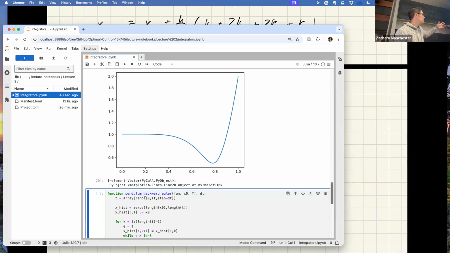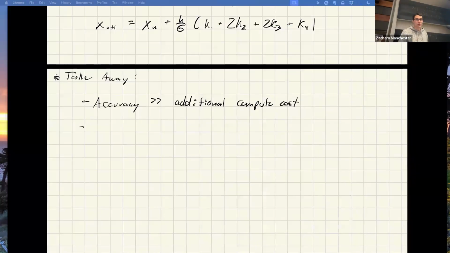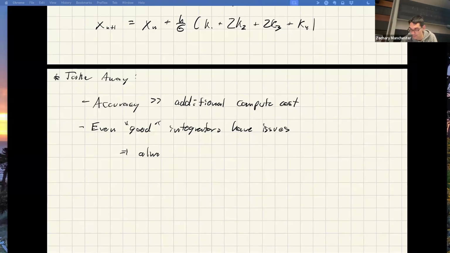And the other message, right, is if I do dumb things, like I take way too big time steps. Oh, I forgot to move the code. Yeah, sorry. This will still get messed up, though, if I take way too big time steps. So even a, quote, good integrator can have issues if you do dumb things. So you've got to be careful, always sanity check.